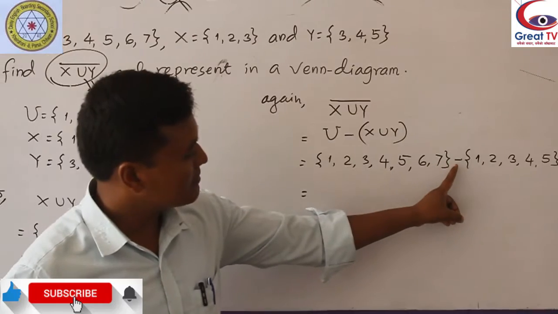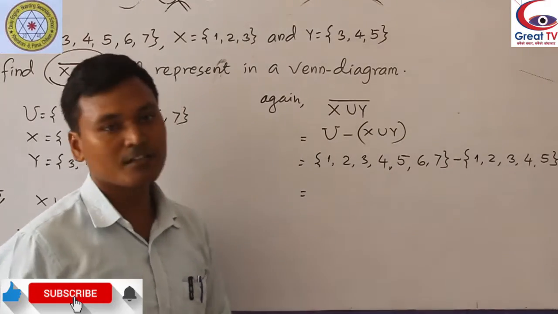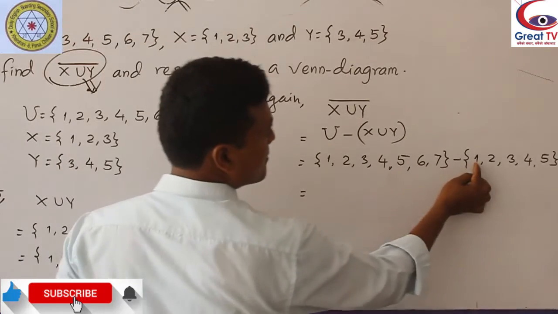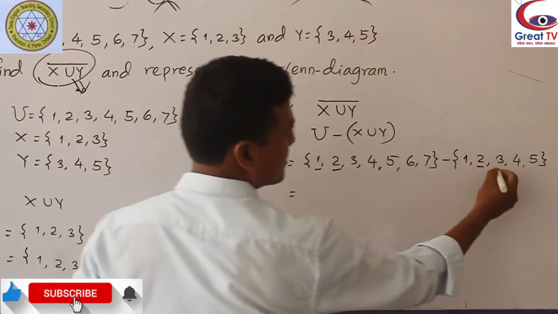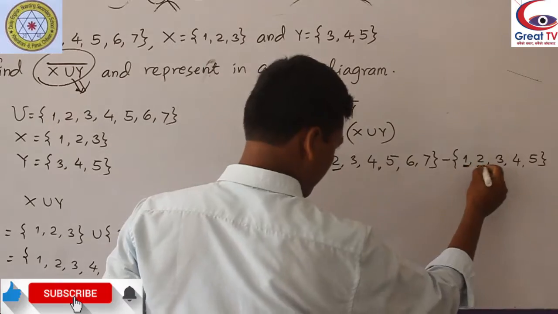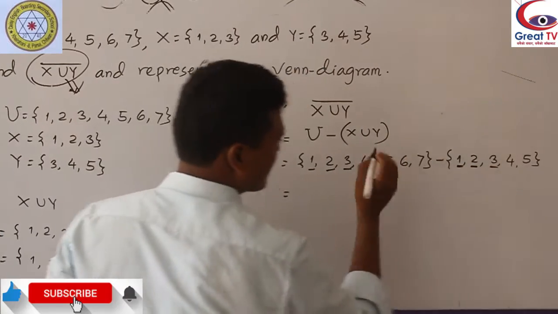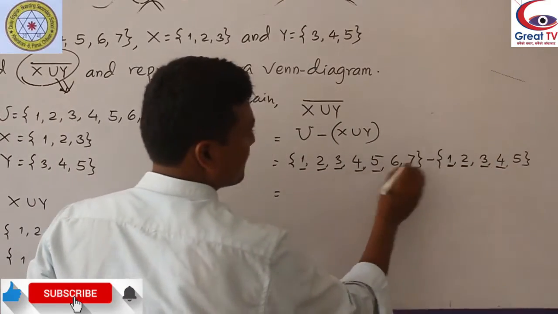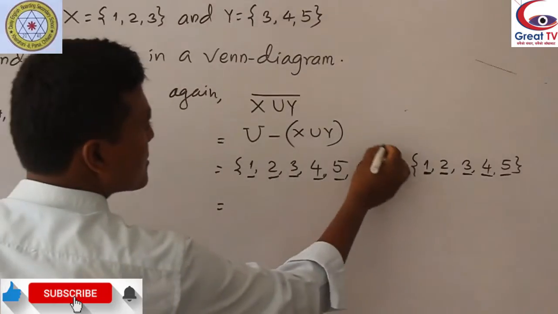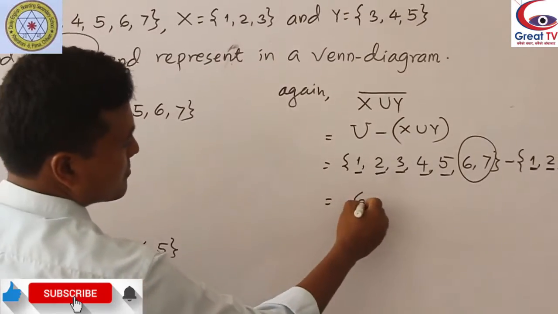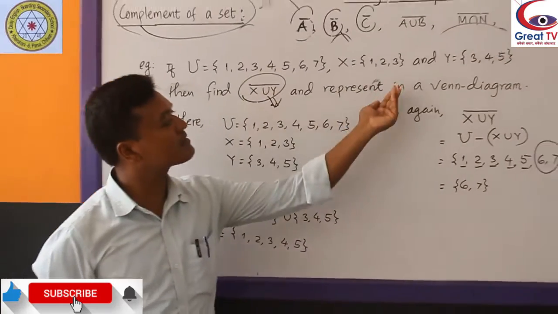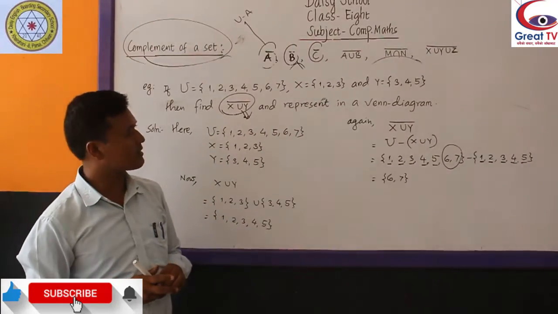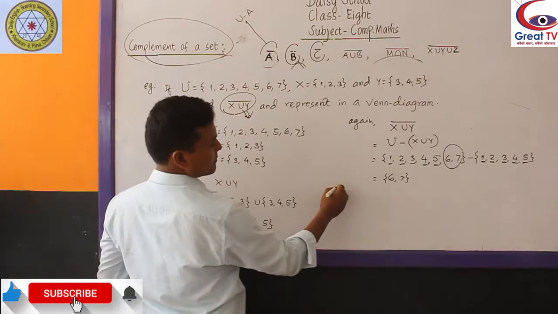Now we need to find the difference. 1, 1 common, done. 2, 2 common, done. 3, 3 common, done. 4, 4 common, done. 5, 5 common, done. Only 6 and 7 are remaining. So X union Y complement is 6 and 7. That is the first part. But we have the second one: we should represent the set in a Venn diagram.